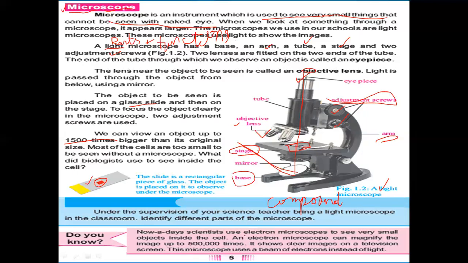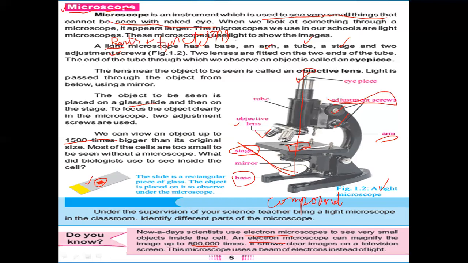So one type is this light microscope, the other one is the electron microscope, which is used to see very small objects. Because we can see the cell in the microscope, but we cannot see the internal organelles of the cell and their function. We use an electron microscope to see them. Electron microscope magnifies up to 500 times. Magnify means to become bigger. It makes the image bigger as compared to the light microscope.